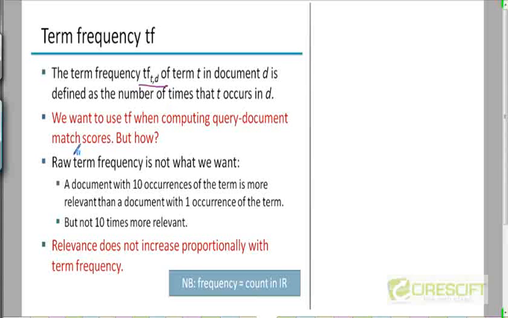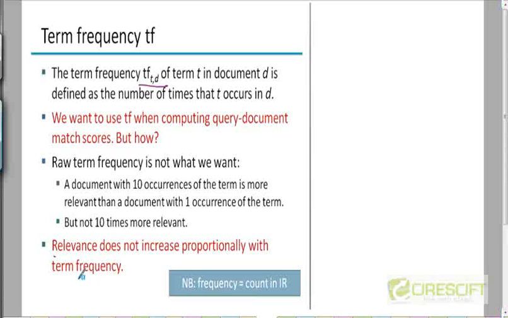Okay, so in general, we're going to say that a document which has 10 occurrences of a given query term is more relevant than a document that has only a single occurrence. But this quantification of relevance has to be done carefully. It's not that just because the document contains the word 10 times that it's 10 times more relevant. Relevance is not something that increases proportionally with term frequency. I mean, it may increase with term frequency, but not necessarily proportionally.